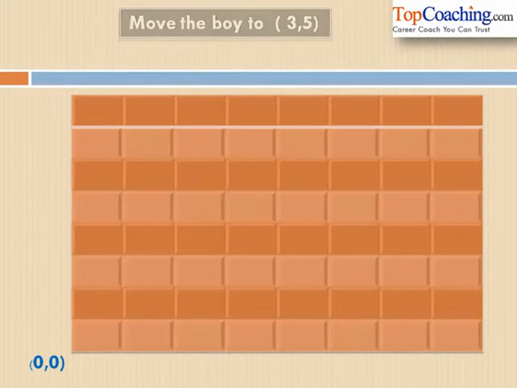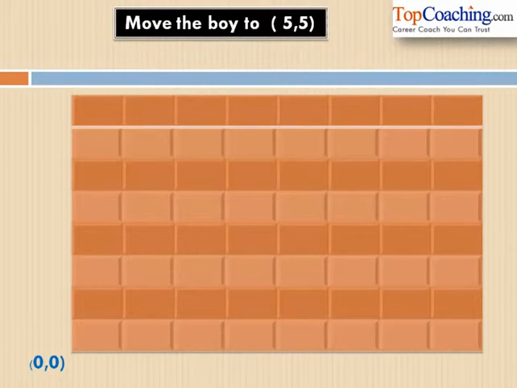Similarly, let us say that we have to move the boy to 5, 5. Earlier we moved the boy to 3, 5. Now we have to move the boy to 5, 5 from the origin. Once again this boy is standing at the origin and he moves to this point. This represents the point 5, 5. Now if we look at the abscissa of this point, it is 5. So this boy covered 5 blocks, 1, 2, 3, 4, 5. Again the ordinate of this point is 5. So it covered 5 more blocks, but in the vertical direction now. 1, 2, 3, 4, 5. Thus this boy reaches the point 5, 5.